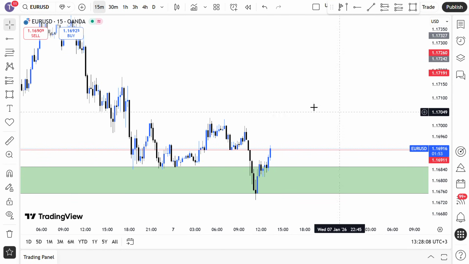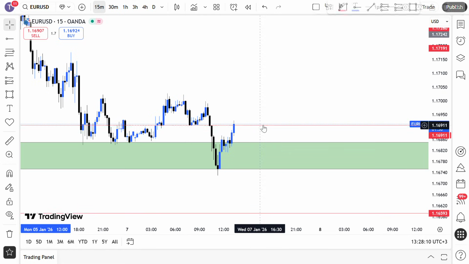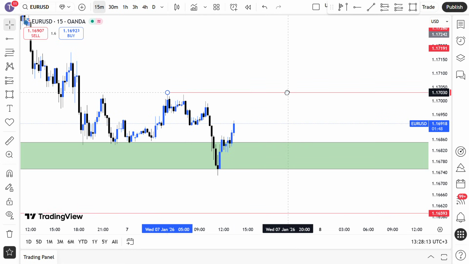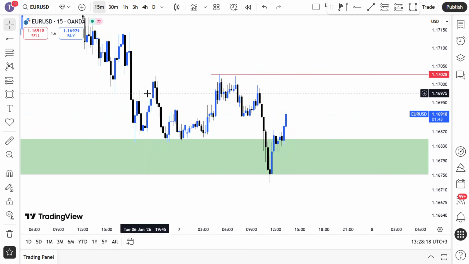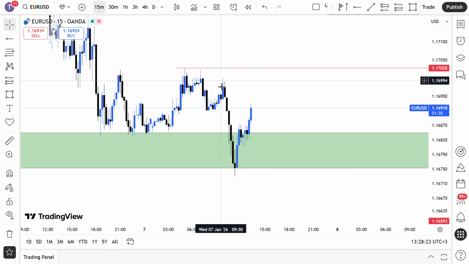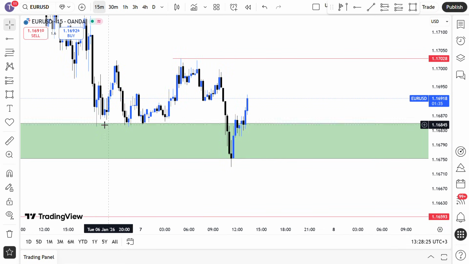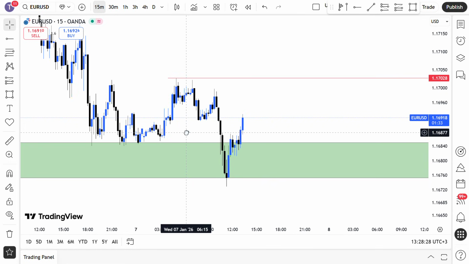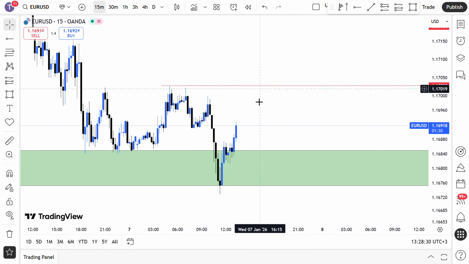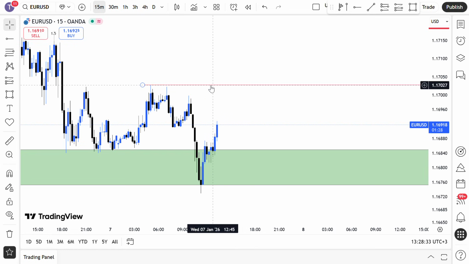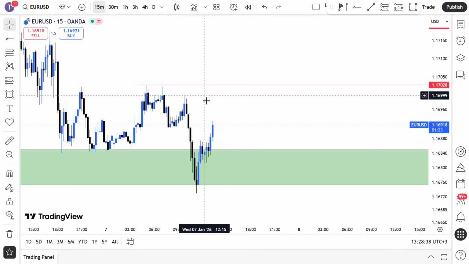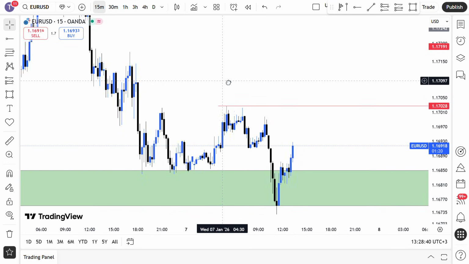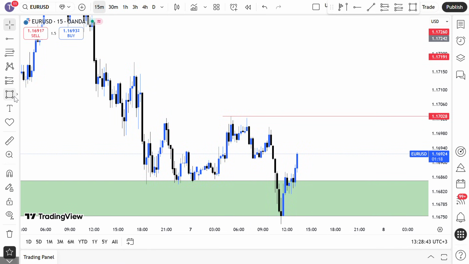So I want to see this high being taken out. Let me use this line. I want to see this high being taken out because this high took out some liquidity on this side here, and then we have this push to the downside to break this structure. So if I want to confirm that the price is bullish to the upside, I want to see the price taking out this high. So stay tuned and let's wait for this price to take out this high, and then we will see what we can do from that point.